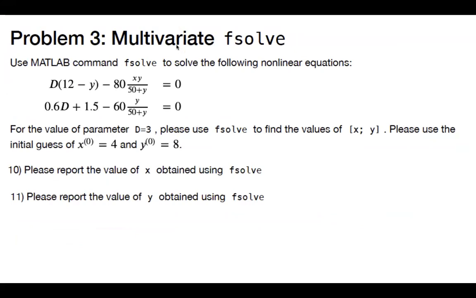So this is a multivariate fsolve question. You have two equations. Remember to give these two equations as a column vector. Now D3 is a constant equal to 3. X and Y are the only variables here. Initial guess of X is 4. Initial guess of Y is 8.